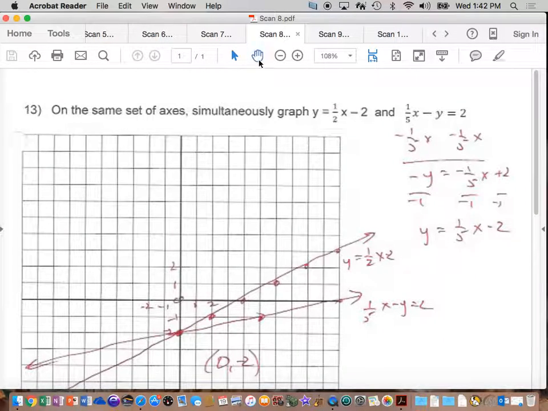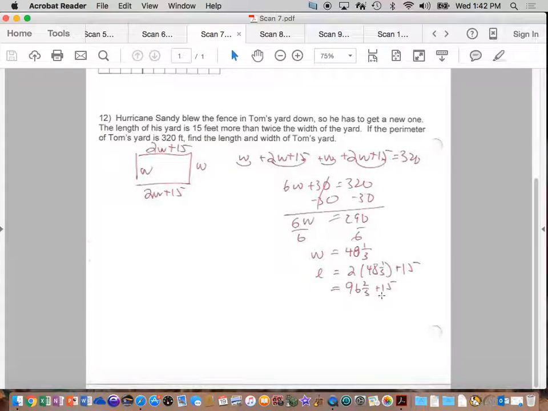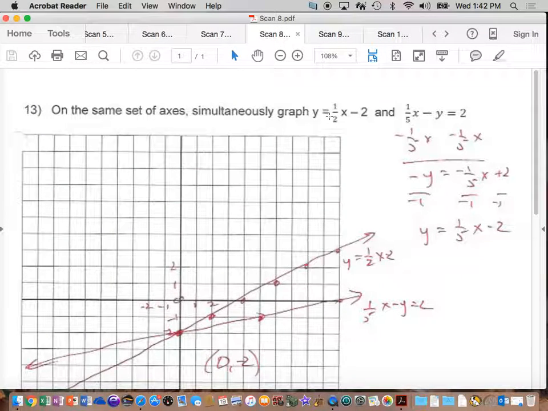It said 96 and 2/3 plus 15, right? Yeah, and then I would add that up, which is... Yeah, I was gonna ask you, why can't you add that? 111 and 2/3 or whatever. Okay.